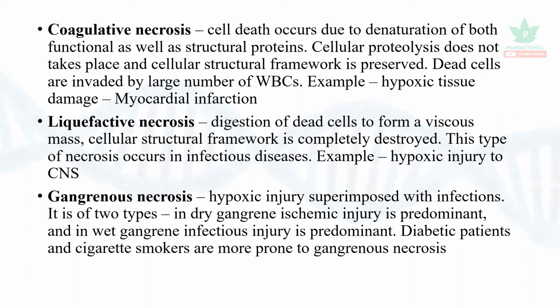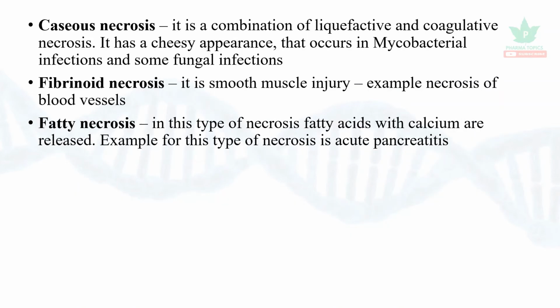It is of two types, dry gangrene and wet gangrene. In dry gangrene, ischemia is predominant. In wet gangrene, infections are predominant. Diabetic patients and cigarette smokers are more prone to gangrenous necrosis.